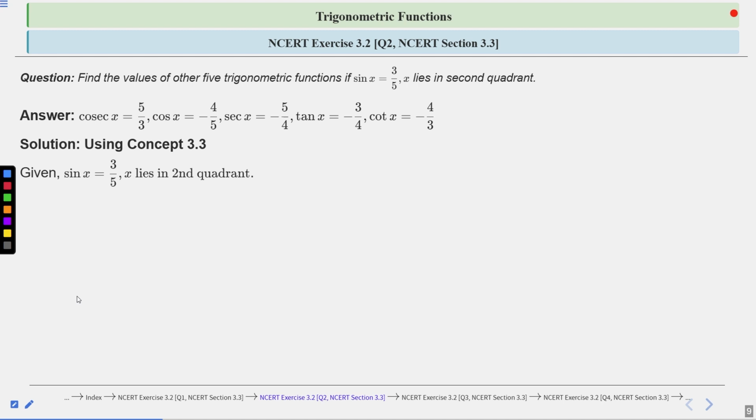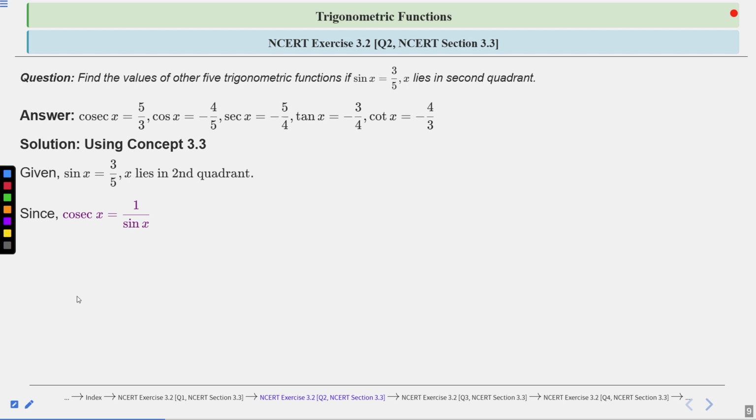So given that sin x equal to 3 by 5. It is given that sin x is equal to 3 by 5 and x lies in the second quadrant.